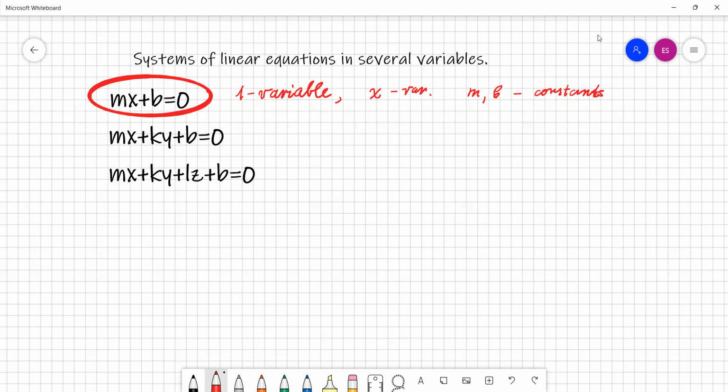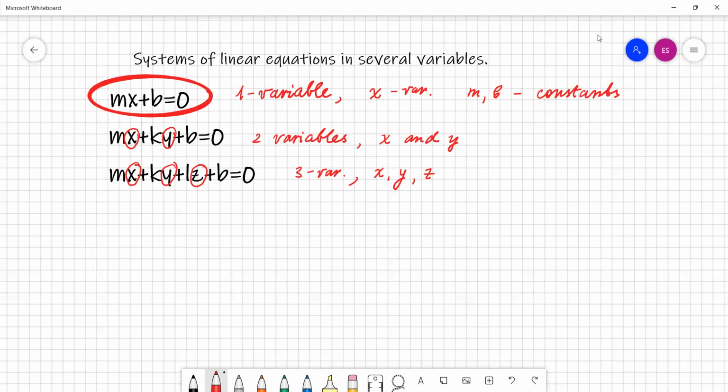Okay, so the second equation already has two variables. And here the variables are x and y. And what are constants? M, k, and b. Everything else are constants. And the third equation has three variables, and they are x, y, and z. So that's kind of how equations in several variables are going to look.